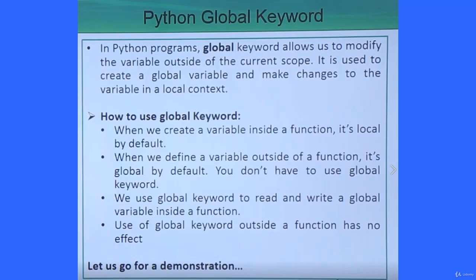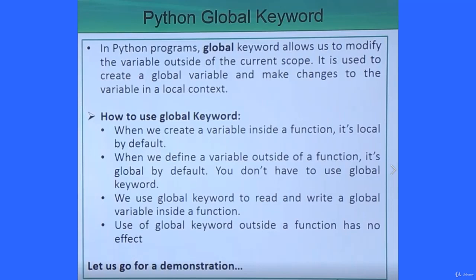So how to use the global keyword? When we create a variable inside a function, it is local by default. The scope is local by default. When we define a variable outside of the function, it's global by default. You don't have to use the global keyword in that case. So we use the global keyword to read and write a global variable inside a function. Use of the global keyword outside of a function has no effect.